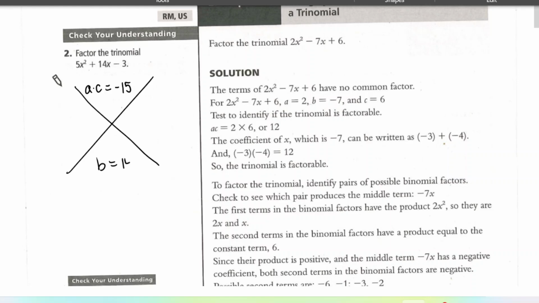Okay. So here our product that we are looking for is negative 15, and our sum that we are looking for is 14. So the two numbers that satisfy this puzzle are positive 15 and negative 1, because if you multiply those, they equal negative 15. If you add them, they equal 14. Okay, next we divide by the leading coefficient, which in this case is 5. So I'm going to divide by 5, and I'm going to reduce if possible.